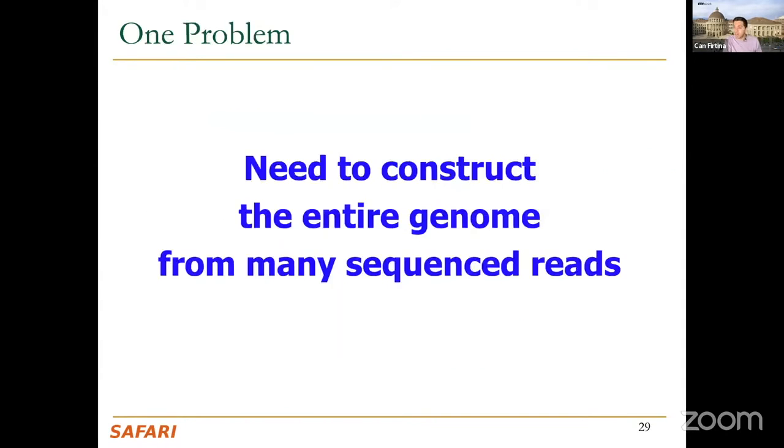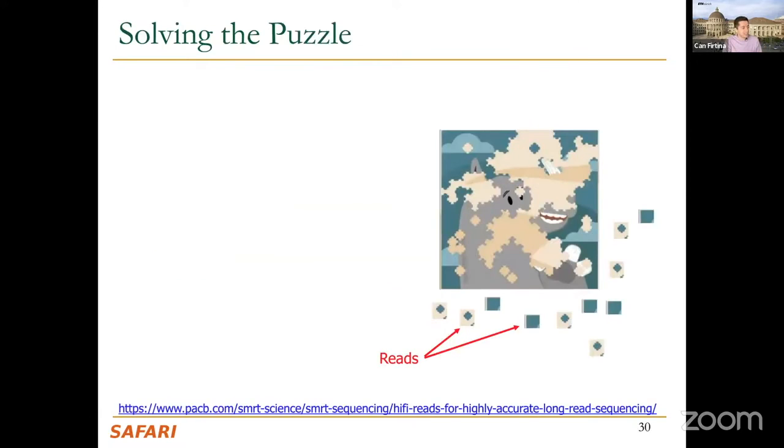This is essentially one big problem. We need to construct the entire genome, let's say, if you're doing whole genome sequencing, from many sequenced reads. So this is like solving a puzzle, right? We may have these pieces, the fragments of your DNA, which are reads, and our goal is to solve the puzzle by putting these pieces together to reconstruct the picture again.